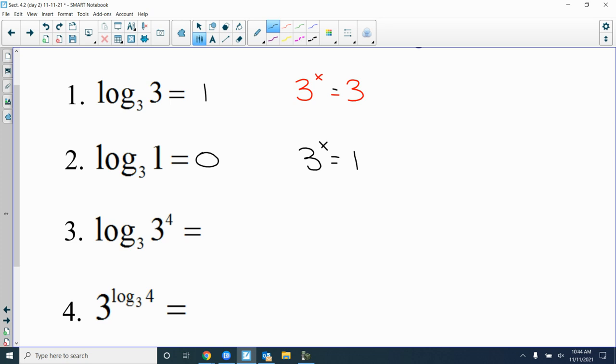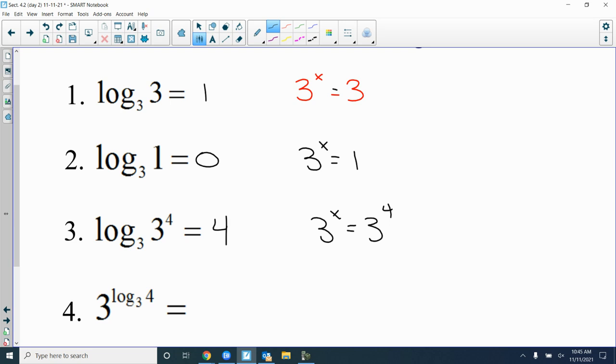All right, this is a little bit harder. This is saying 3 to what power equals 3 to the 4th power. And now if you write it that way, what's your answer? It's going to be 4. 3 to the 4th power equals 3 to the 4th power.